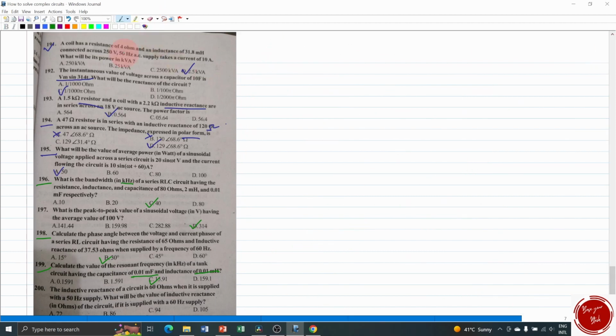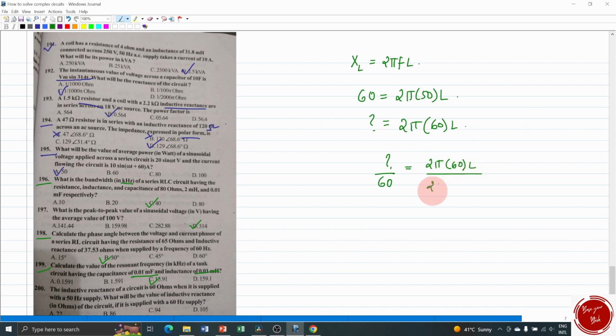The inductive reactance of a circuit is 60 ohms when it is applied with a 50 hertz supply. What will be the value of inductive reactance in the circuit if it's applied with 60 hertz? It is easy when you know the equation for XL. Inductive reactance is 2 pi fL. So inductive reactance is 60 ohm when applied with 50 hertz, so 2 pi into 50 L. And what is the inductive reactance when it is applied with 60 hertz? 2 pi into 60 L. When I divide, question mark divided by 60 is equal to 2 pi 60 L divided by 2 pi 50 L.